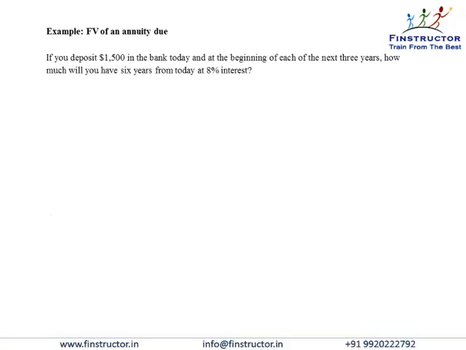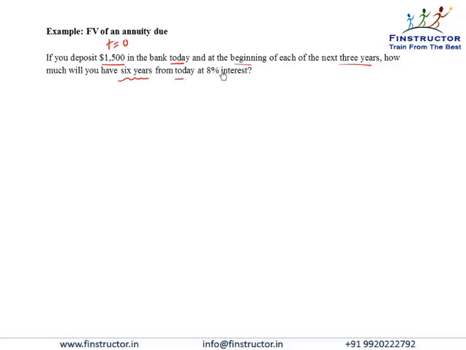So we'll do one more question, guys, slightly different though. If you deposit $1,500 in the bank today and at the beginning of each of the next 3 years, so $1,500 goes right at t equal to 0, and then at the beginning of each of the next 3 years, we again get $1,500. The question asks, how much will we have 6 years later?